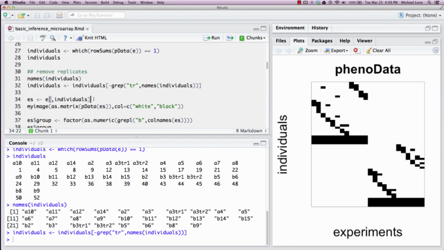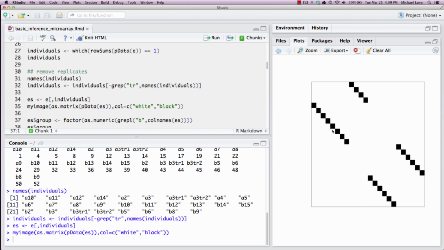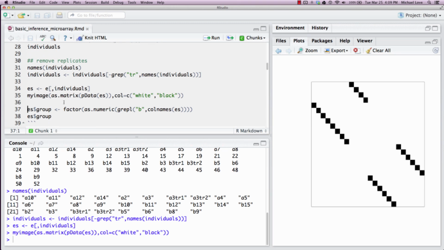And now I'm making a subset of the expression set which only contains these individuals and as single replicates, so no technical replicates of any of these. And if we look at the plot, we see we have what we want. So we have a single dot for each experiment.